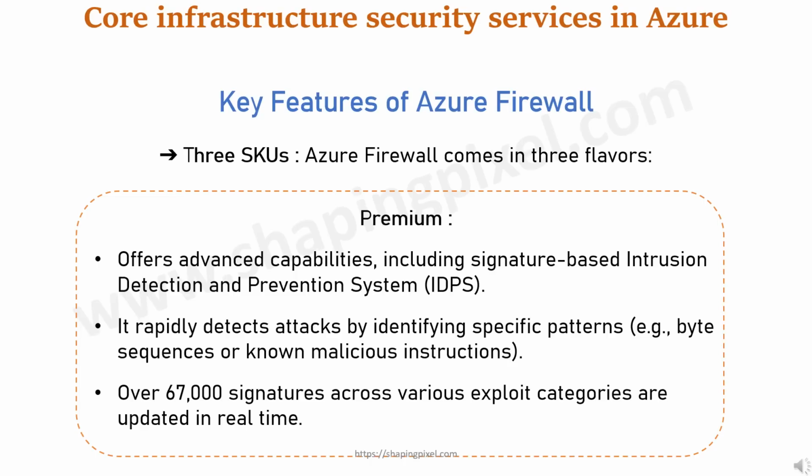Premium offers advanced capabilities including signature-based intrusion detection and prevention system. It rapidly detects attacks by identifying specific patterns. Over 67,000 signatures across various exploit categories are updated in real time.